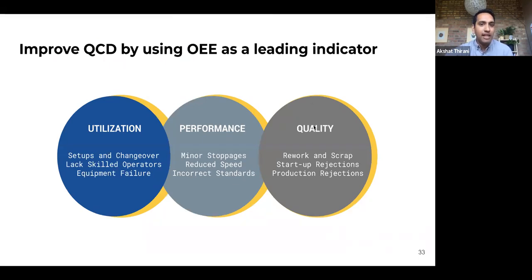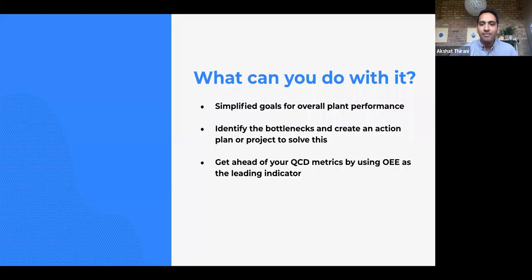So I know we have a couple of minutes left on this webinar, but overall the goal is to improve your quality, delivery, and cost by using OEE as a leading indicator. And really by capturing this information, having it really visual, you'll get the chance to understand what's holding you back across all these different metrics. And that really supercharges your lean transformation and energizes those conversations in your production meetings, in your engineering meetings. And so, by having those OEE dashboards, you can simplify the goals for the entire plant and identify where your bottlenecks are.